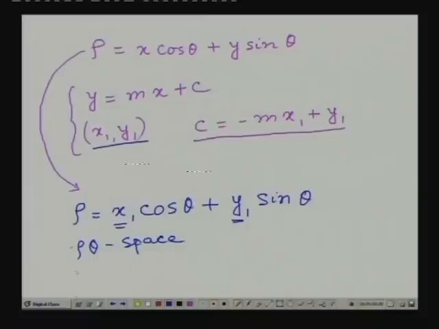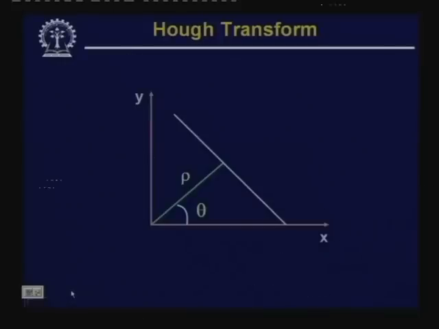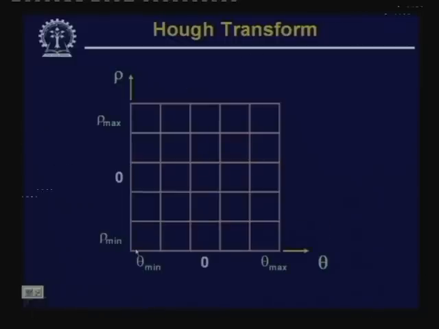So, for computation, again here what we have to do is, we have to divide the rho theta space into a number of accumulator cells. So, the accumulator cells are given like this, as in this figure.